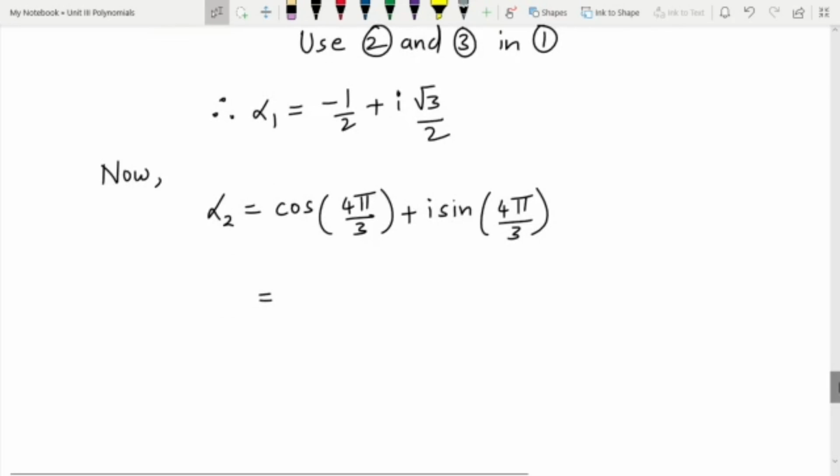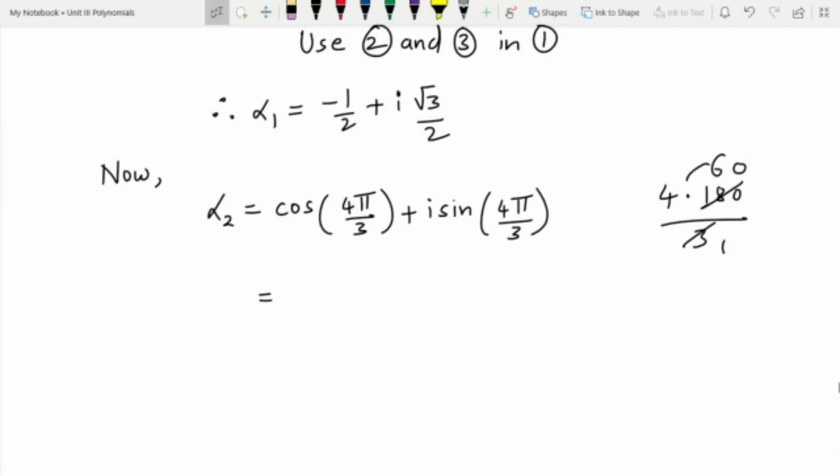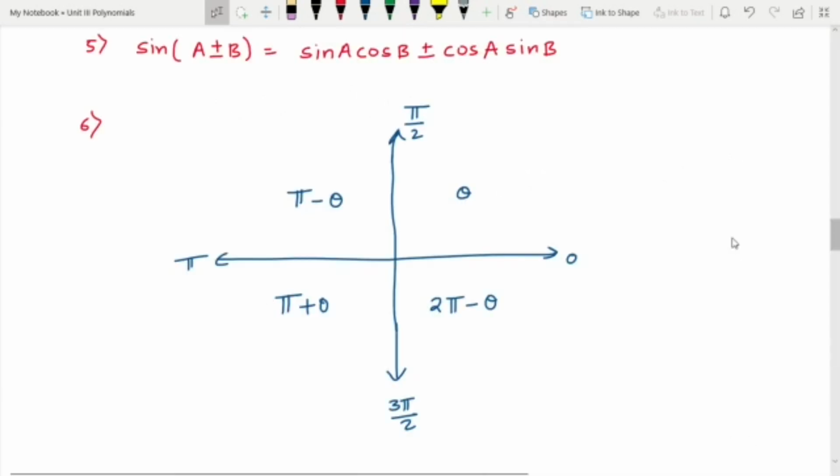So we have to check where that 4 pi upon 3 lies. There is one more way to check it. You know that pi stands for 180 degrees, so 4 times 180 upon 3 is, 3 sixes are 18, so 4 times 60 is 240. And where does 240 lie? So this is 90, this is 180, this is 270, and this is 360, or you can say 0 also, right? So 240 lies here, so therefore we are supposed to express 4 pi by 3 in the form of pi plus theta.